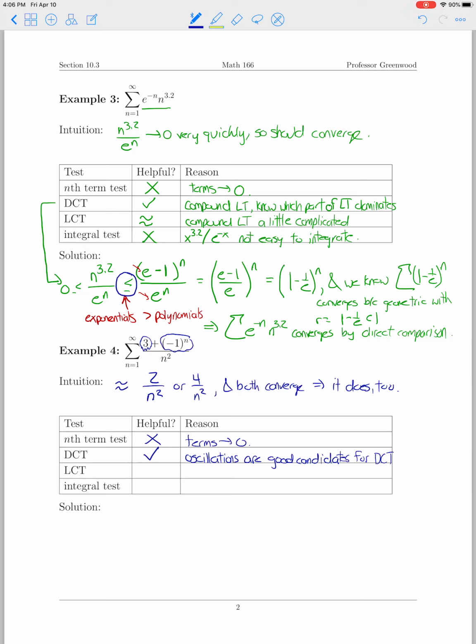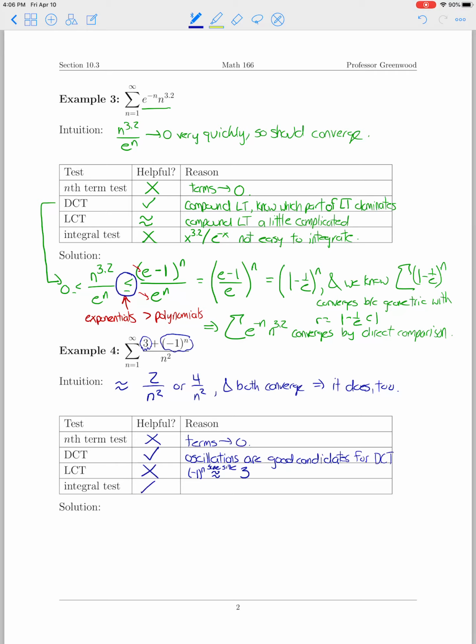The limit comparison test is probably not helpful here. And the reason for that is because the minus 1 to the n is roughly the same size as another constant, or in other words, the 3 in the numerator of this series. And so that means that there's not a clear leading term in the numerator here, because they're both roughly the same size, because they're both constants. And so you maybe could do something fancy with the limit comparison test, but it would be more complicated, and it's easier to use a direct comparison here.